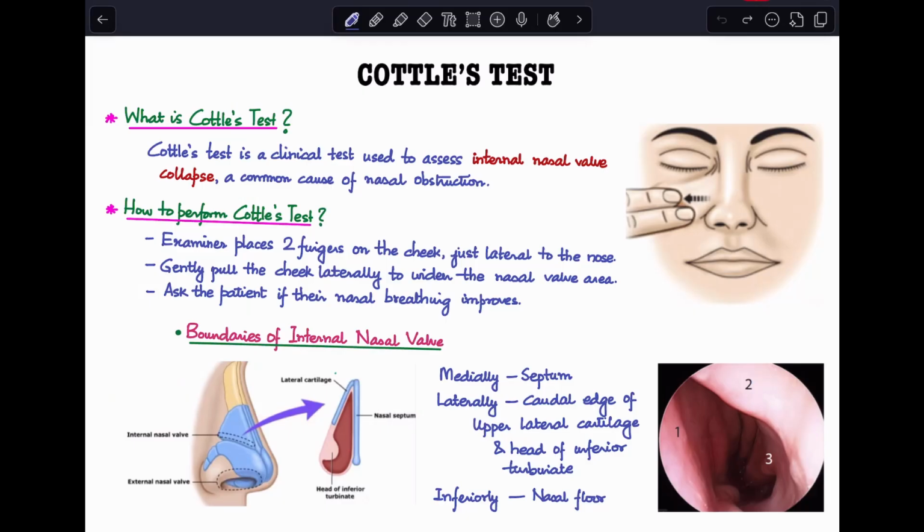Today we'll be discussing a clinical test that we perform while examining the nose, and that is Cottle's test.